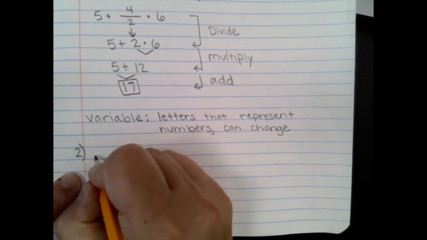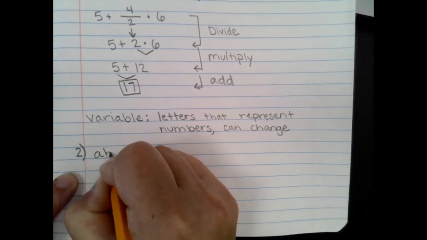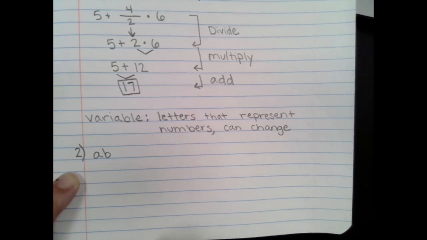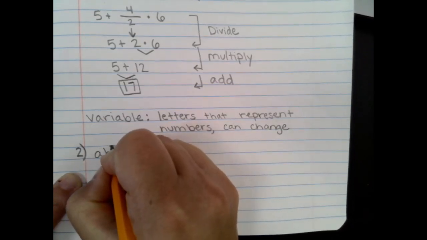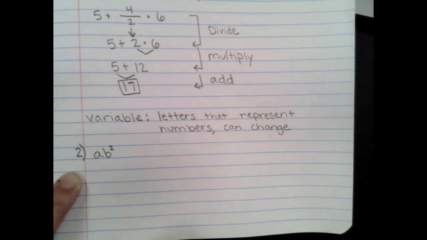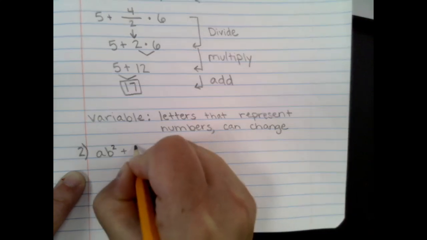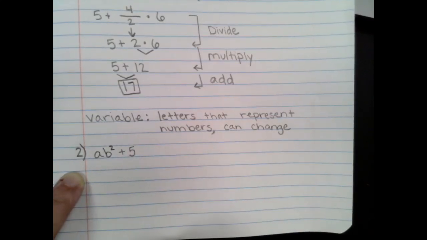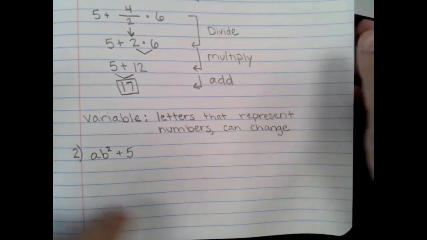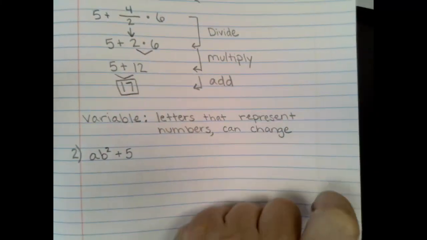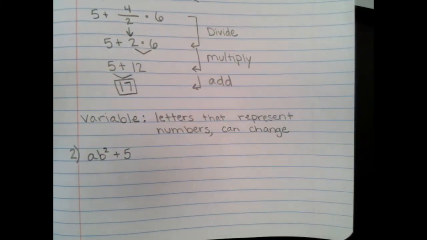All right, we have A, B to the second power plus 5. And then we're going to say times the quantity of. What does it mean if I have a quantity of something? Where do you see quantity in real life?